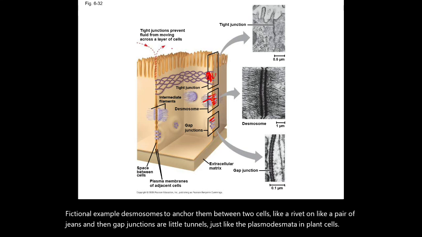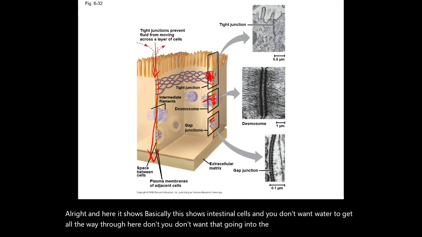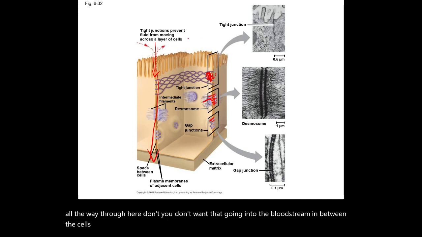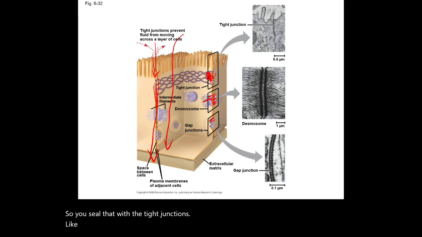All right, and this shows intestinal cells, and you don't want water to get all the way through here. You don't want that going into the bloodstream in between the cells. You want the water and the nutrients, the molecules, to pass through the actual cell. So you seal that with the tight junctions, like caulk in a shower stall or in a window to prevent water from getting through.